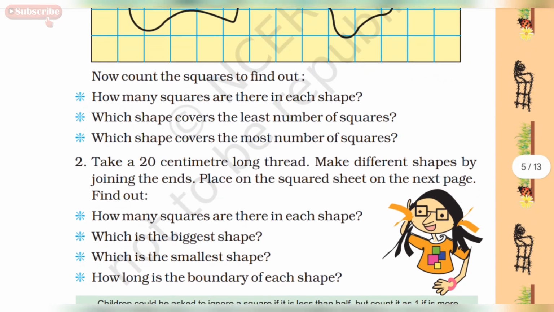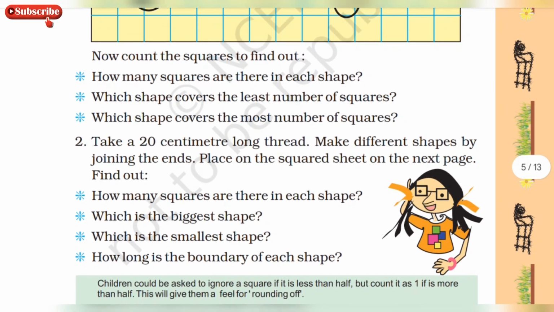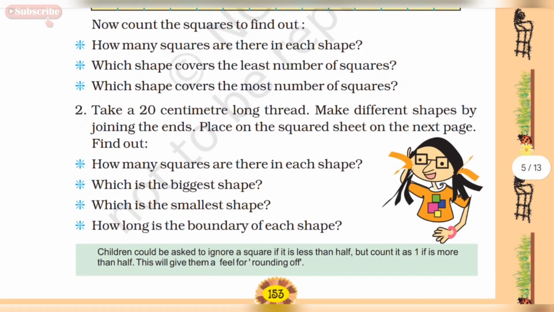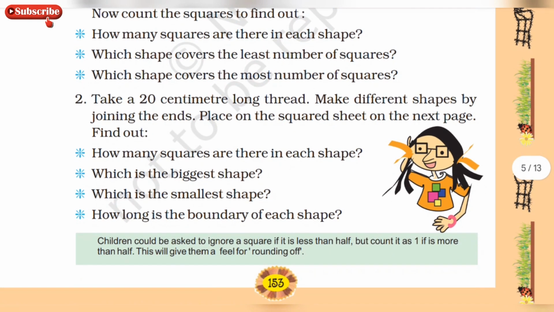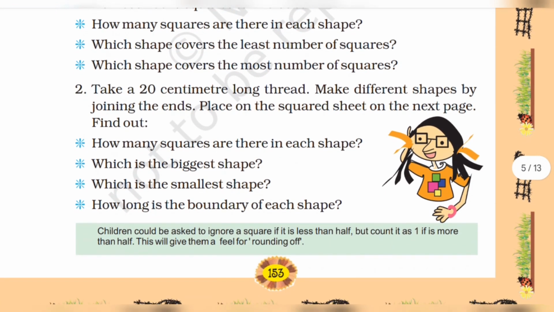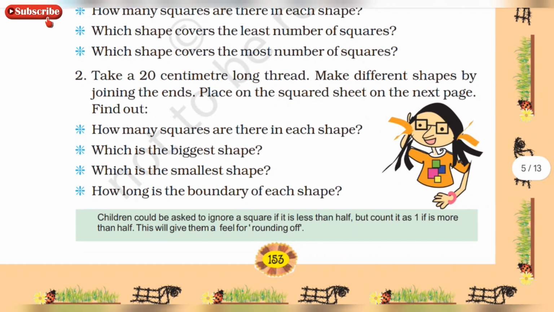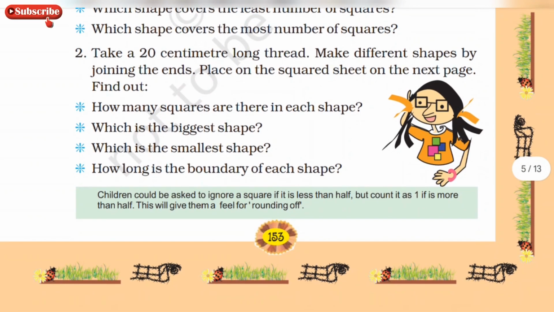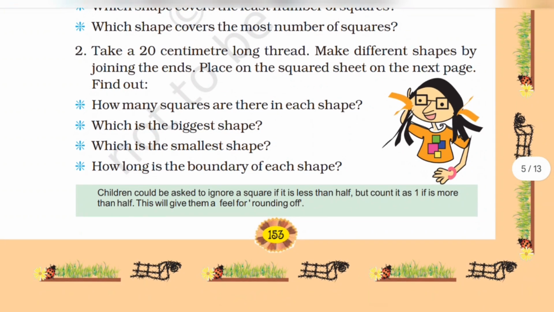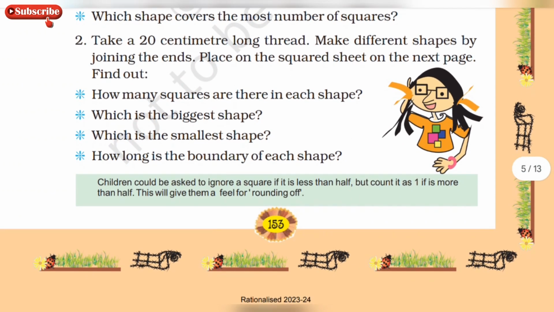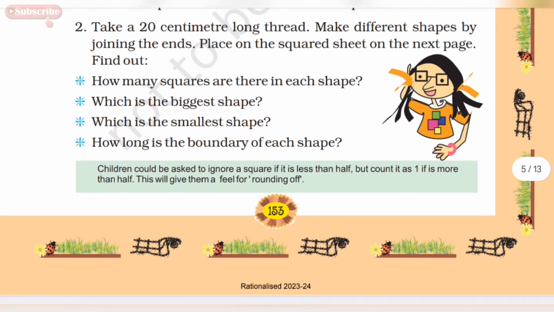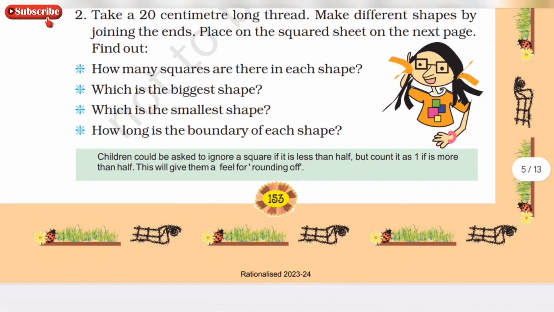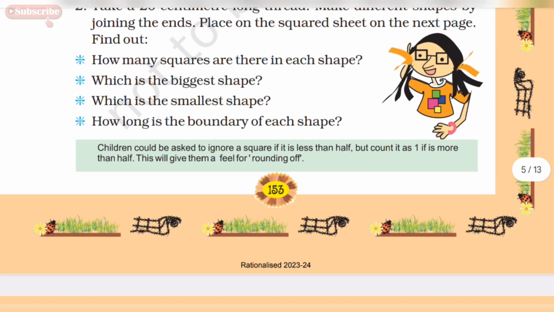Take a 20 centimeter long thread. Make different shapes by joining the ends. Place it on the square sheet on the next page. Find out how many squares there are in each shape. Which is the biggest shape? Which is the smallest shape? How long is the boundary of each shape?